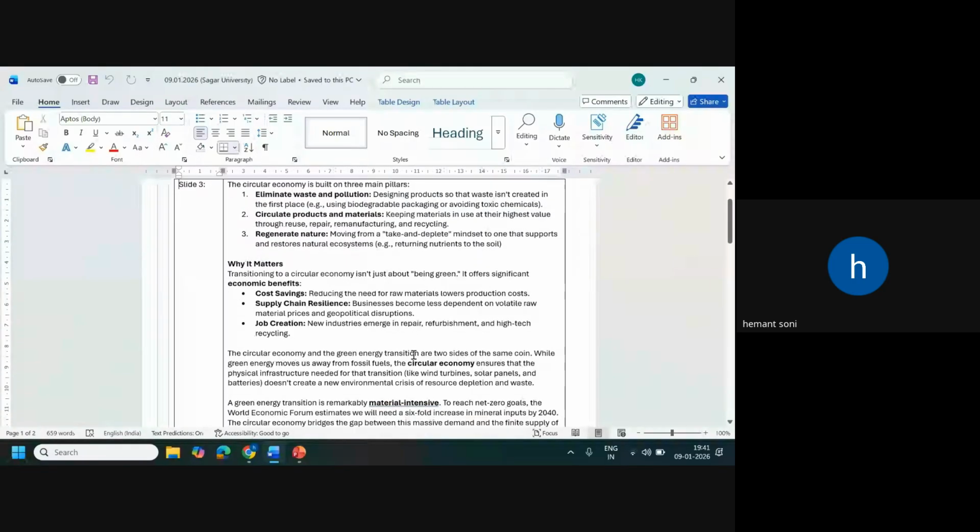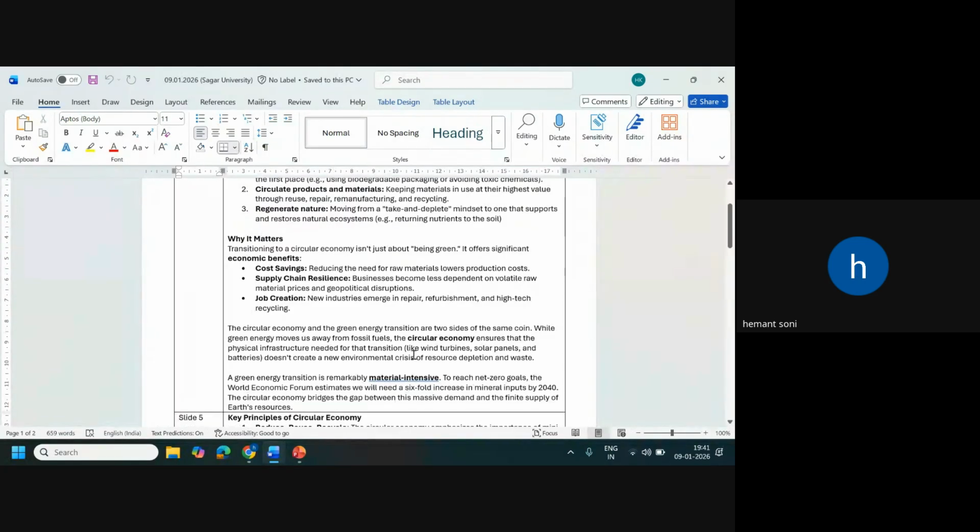Why it matters is because transitioning to the circular economy isn't just about being green. It offers significant economic benefits like cost savings, because it reduces the need for raw material. So overall, your production cost is lowered. Then supply chain resilience. Businesses become less dependent on volatile raw material prices and geopolitical disruptions. For example, India is a large importer of fertilizers.